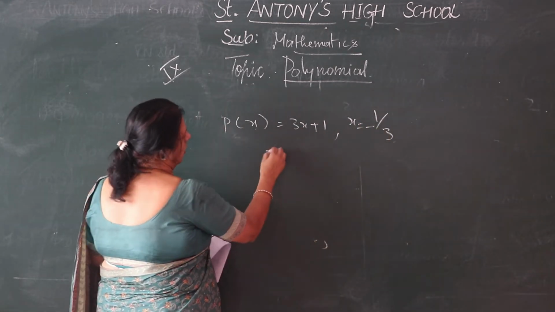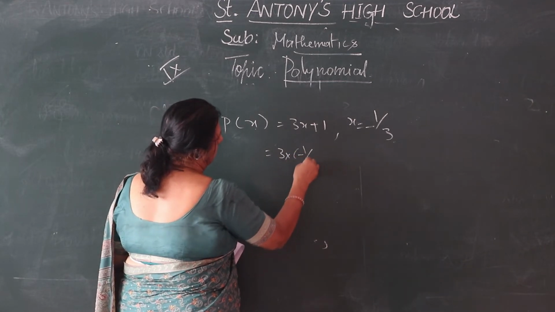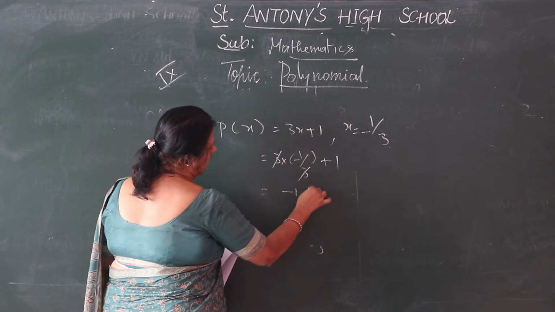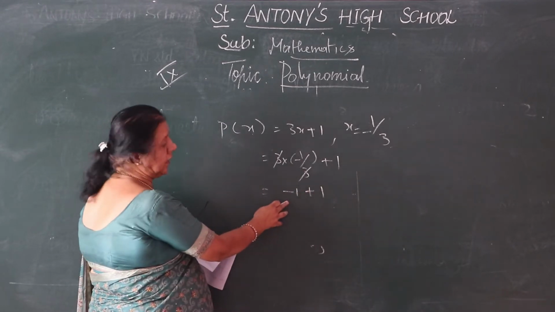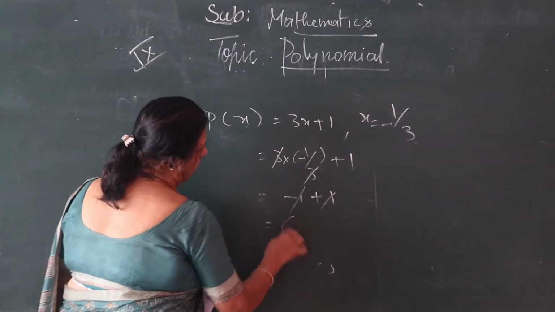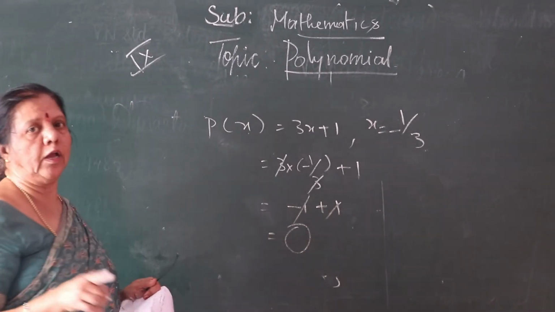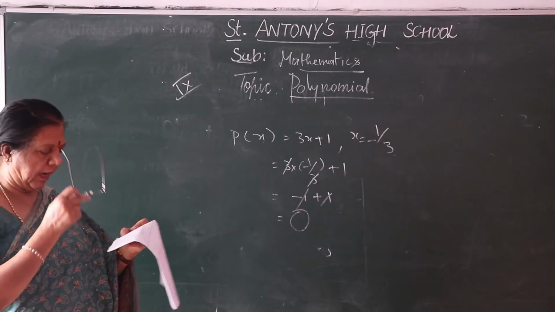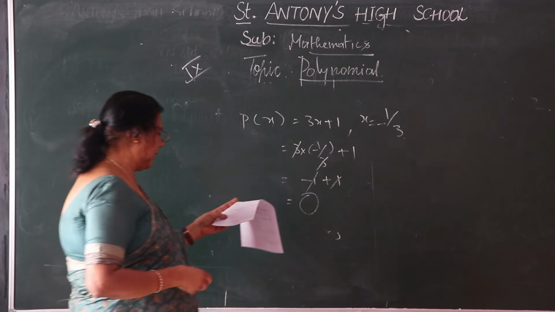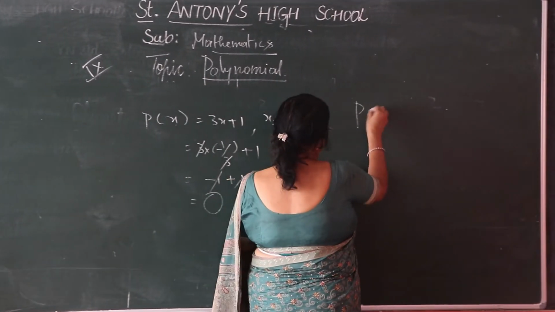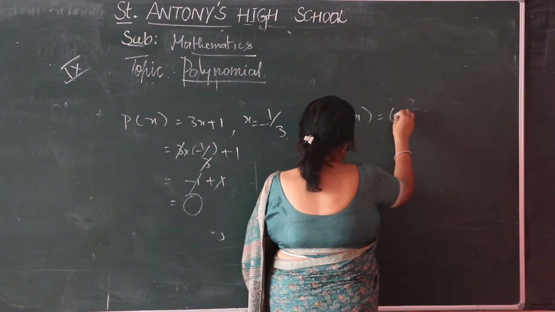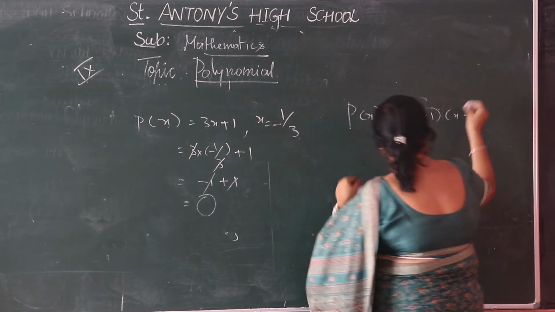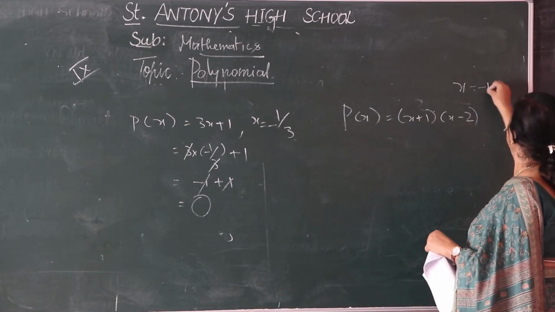So you substitute 3 into minus 1 by 3 plus 1. So 3 cancel, minus 1 plus 1, minus 1 minus is there, 1 plus is there. This is equal to 0. Verify following our polynomial 0. See 0 is there. Okay, another sum we have given: p of x is equal to x plus 1 and x minus 2. They have given the value minus 1 and 2.